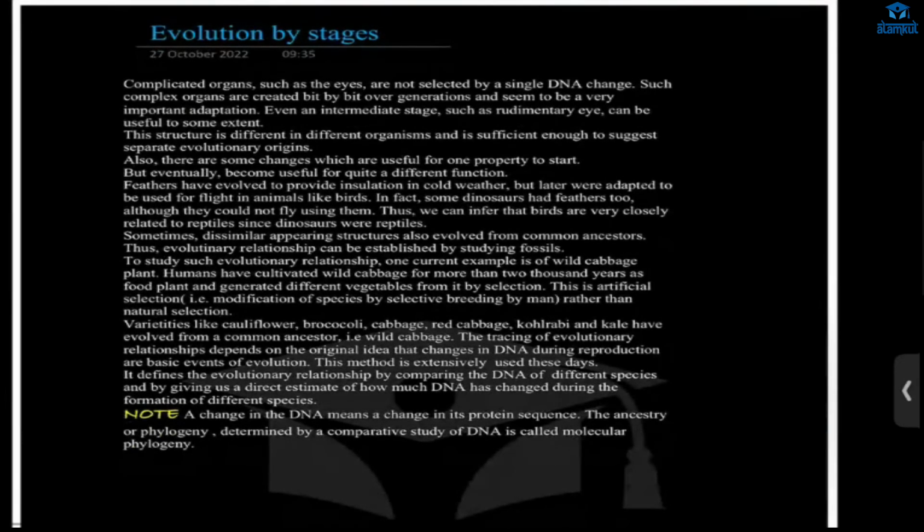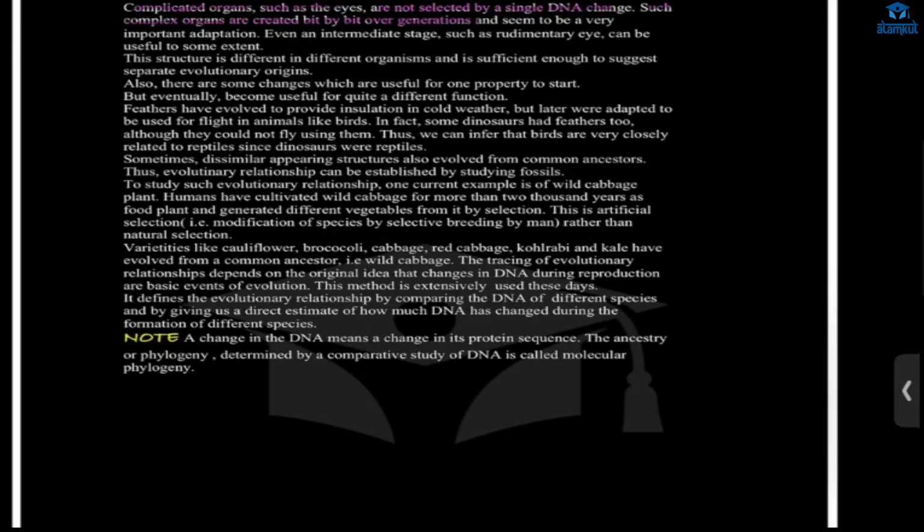Next, evolution by stages. Complicated organs such as eyes are not created by a single DNA change. Such complex organs are created by what? Bit by bit, okay? From one generation to the next generation. Also, there are some changes which are useful for one property to start, but eventually become useful for quite different functions. For example, feathers evolved to provide insulation in cold weather, but later were adapted for flight in animals like birds.